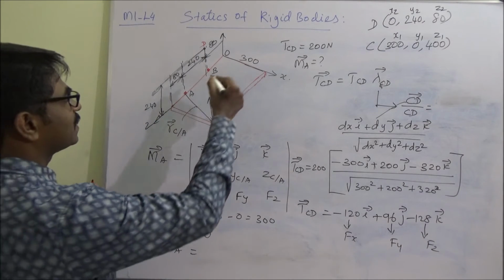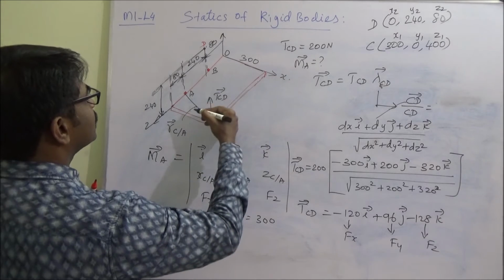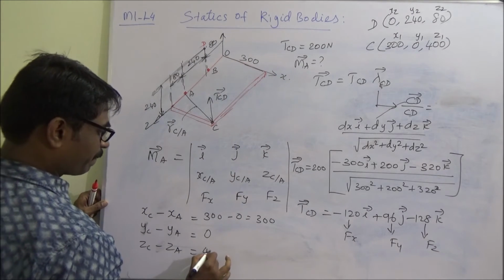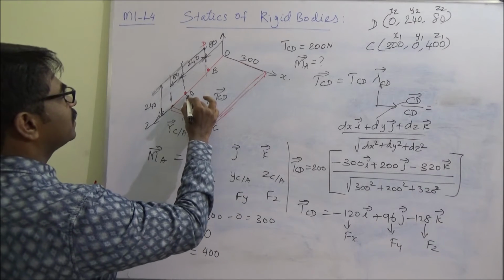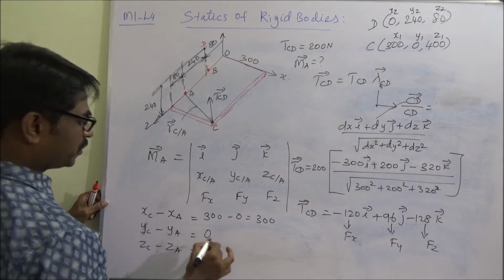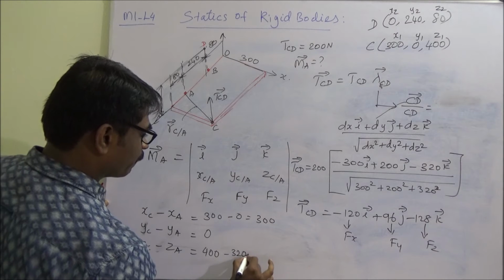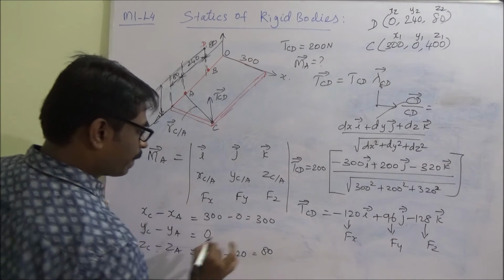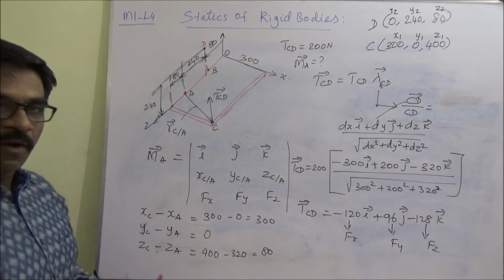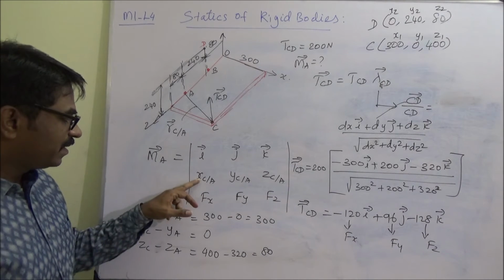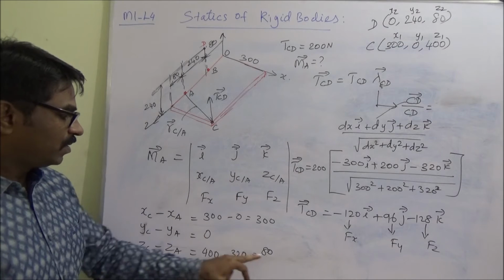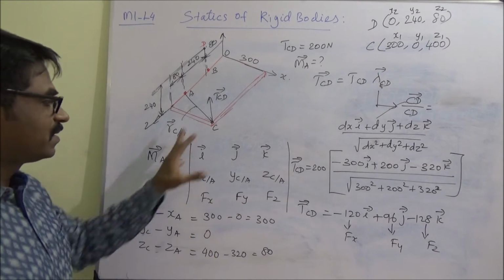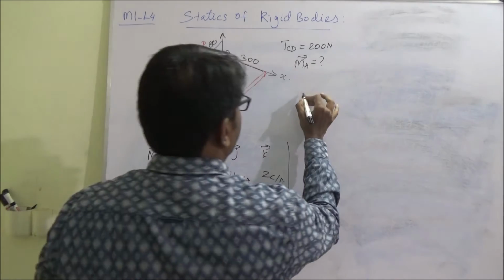Then zc is 80, 400 minus 320 equal to 80. Okay, so we have found out 300, 0 and 80. Now we have got the values, we have to find that.